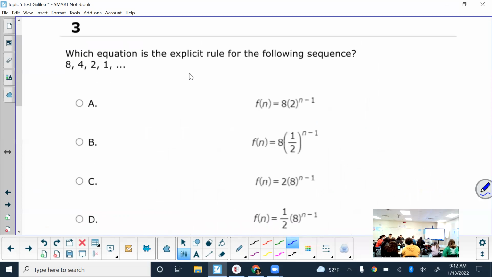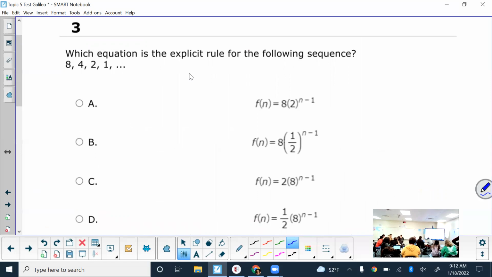All right, so this one's a good one to go over because people always struggle with the explicit rule for some reason, even though I do provide you the formula on the board. So again, on your test, I think you have a multiple choice and an open response for this subject, so just keep that in mind.